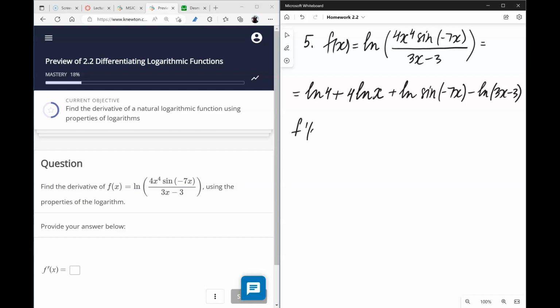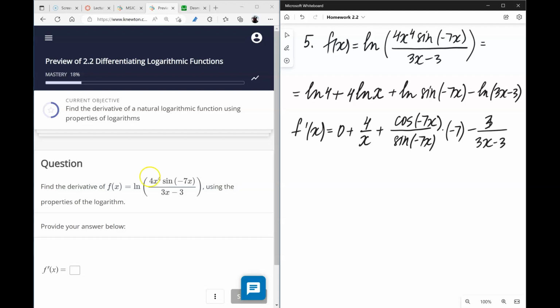And we're going to differentiate this function by taking the derivative one by one of each of these logs. So derivative of ln 4 is 0. Derivative of 4 ln x is 4 over x. Derivative of ln of sine of negative 7x is 1 over sine of negative 7x times the derivative of sine of negative 7x, which is cosine of negative 7x times negative 7. Finally, we have 1 over 3x minus 3 times the derivative of 3x minus 3, which is 3. So let's enter the answer.